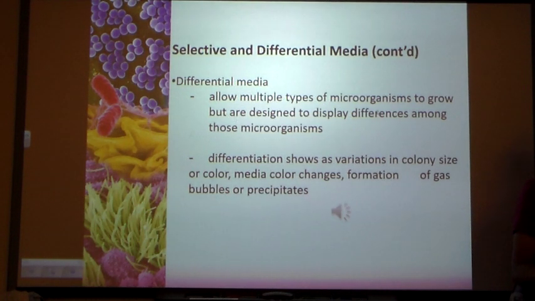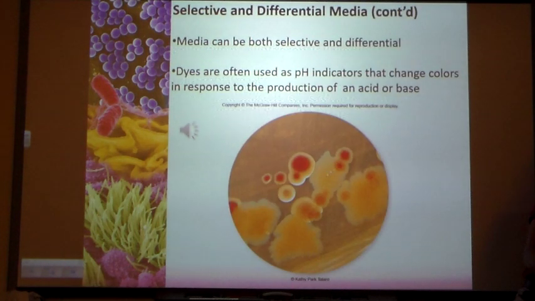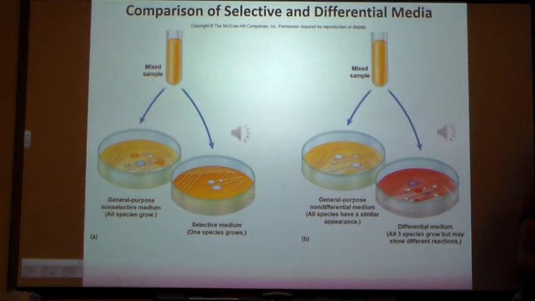Differential media means that different types of organisms may show a different color, a different visible outcome when you put them on agar plates. So this is just an example. Differential media means different bacteria may show up in different colors, whereas selective media means it only allows certain bacteria to grow and certain other types of bacteria may not grow.